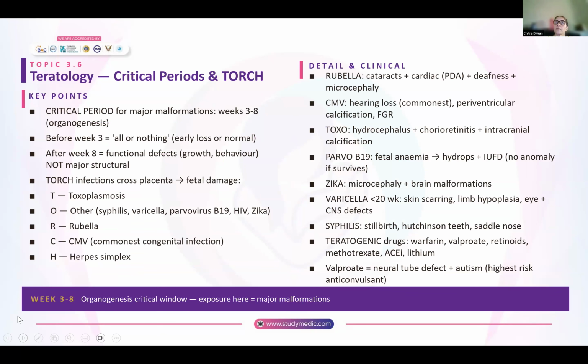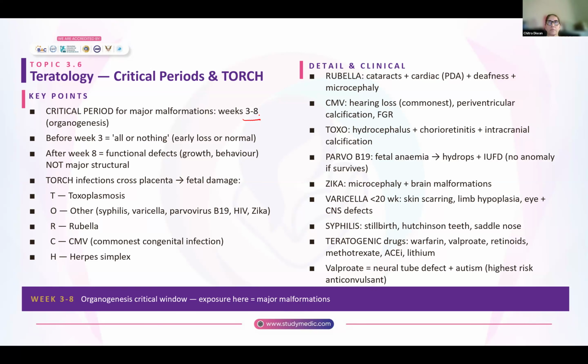So the period of organogenesis, that means when all the major organ systems are being formed in the fetus, is between week 3 to 8. Okay. Before 3 weeks, you have something that is called the all or nothing, all or none phenomenon. What is this all or nothing phenomenon?